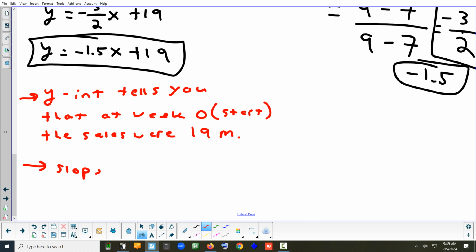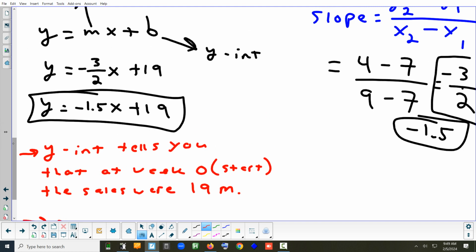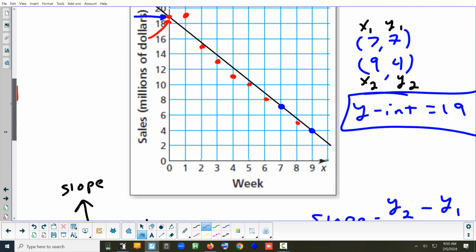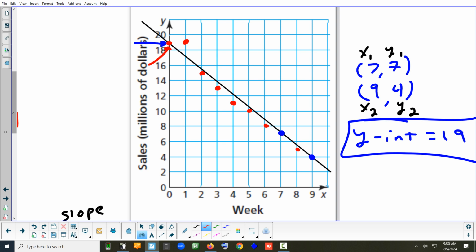Now the slope. What is the slope? And what, as a decimal, what was it? Nope, that's the y-intercept. Oh, -1.5. What do you think that number means in this problem? -1.5. It's the slope, but how about if you connect it in with week and the sales of the DVD in millions? What do you think -1.5 means? It goes down that much each week? Exactly. That's the average amount that the sales go down each week.